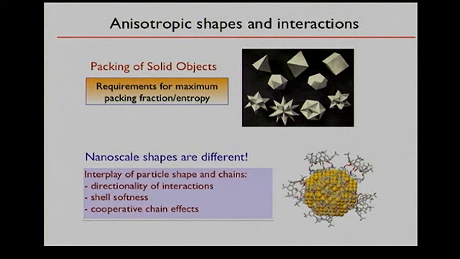Those ligands, to a large degree, can mask the shape. They can provide some directional interactions. There are some collective effects associated with those chains. So the question becomes even more complicated. It's not only about packing of solid objects. It's an interplay of chains and shapes. So I will give you just one example, which demonstrates that indeed chains can have a profound effect on the organization of objects.